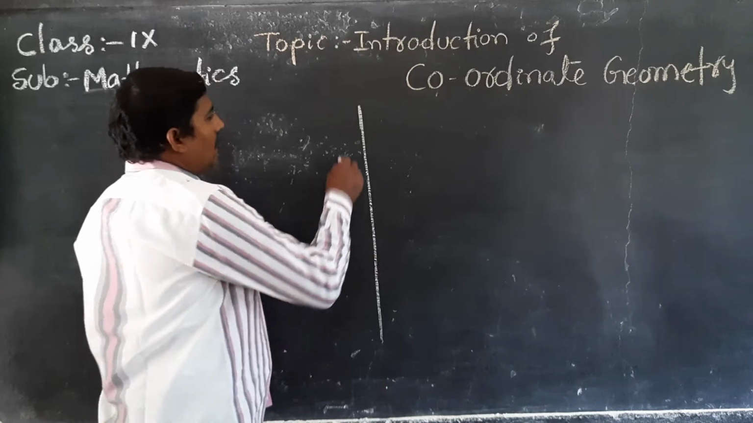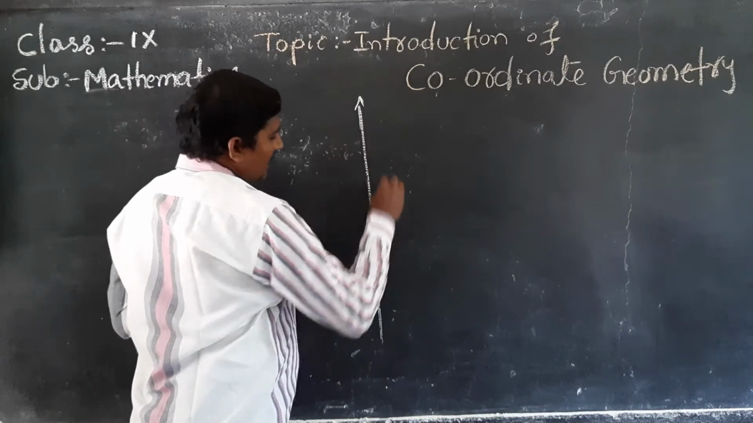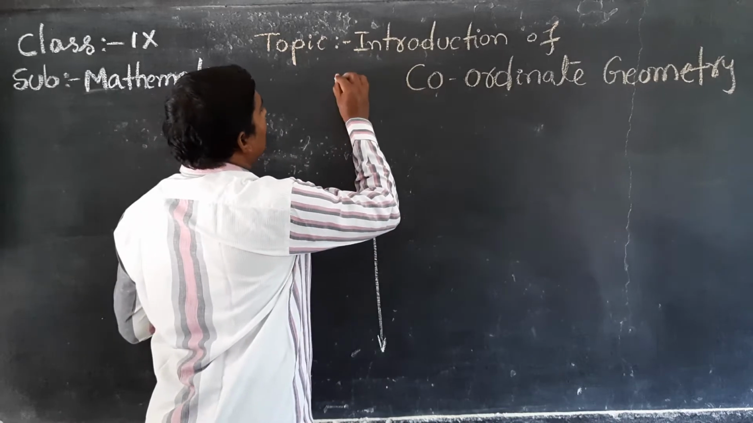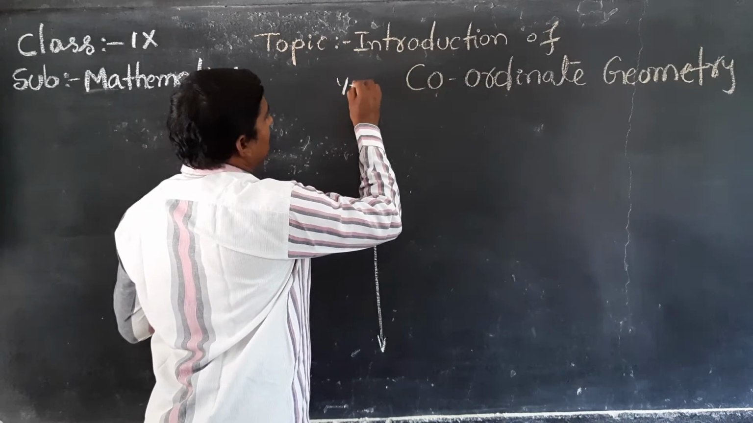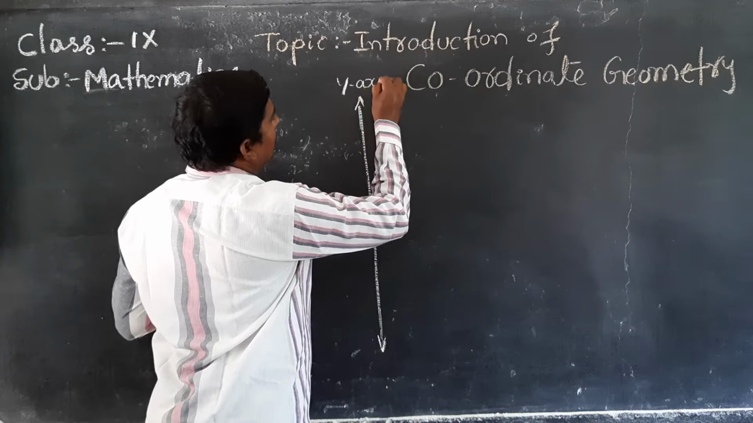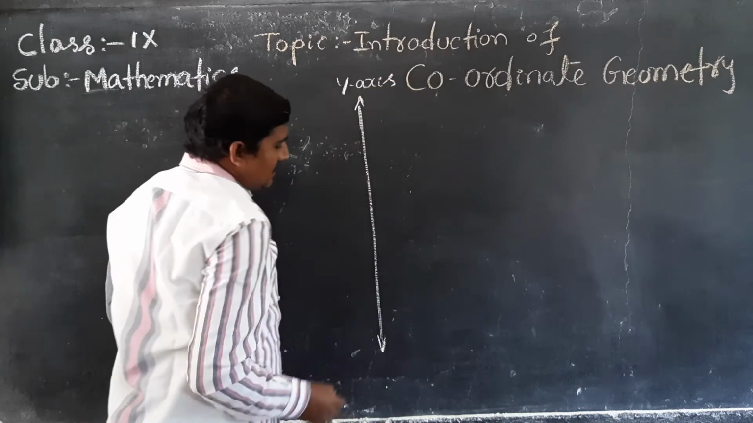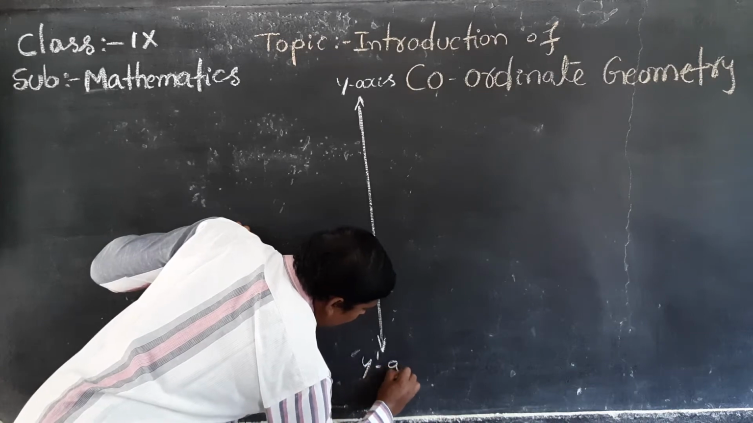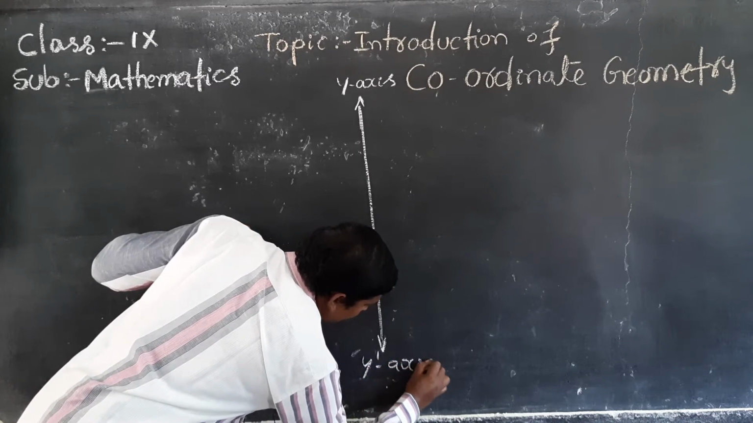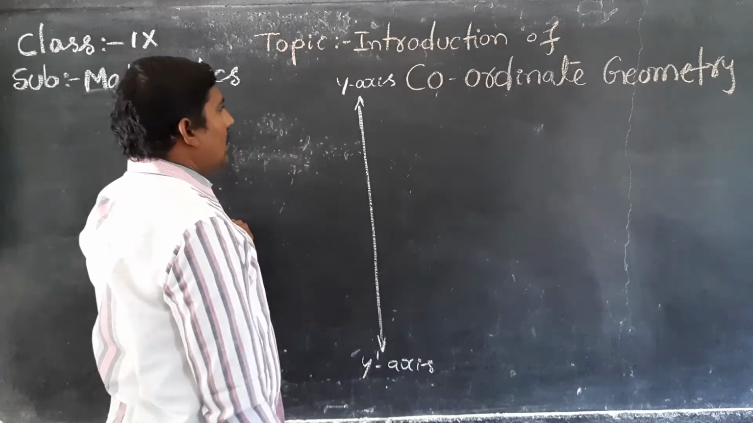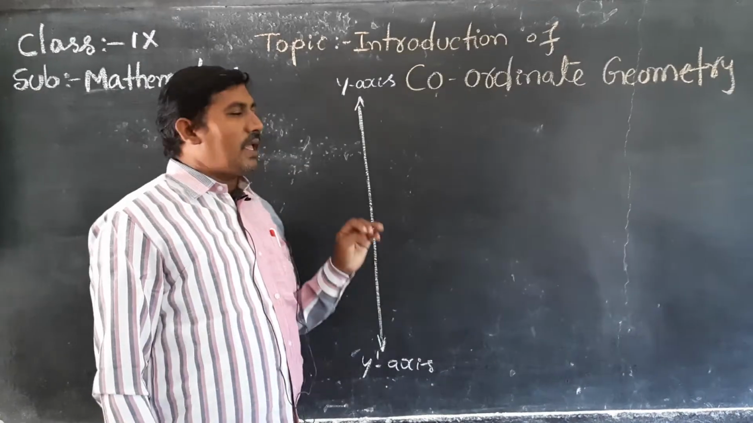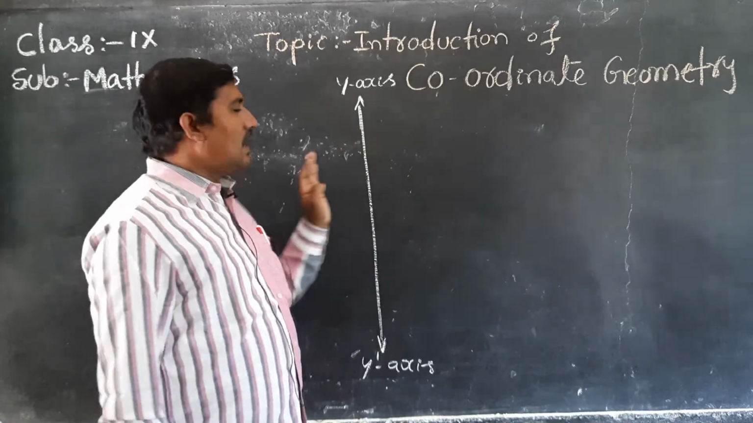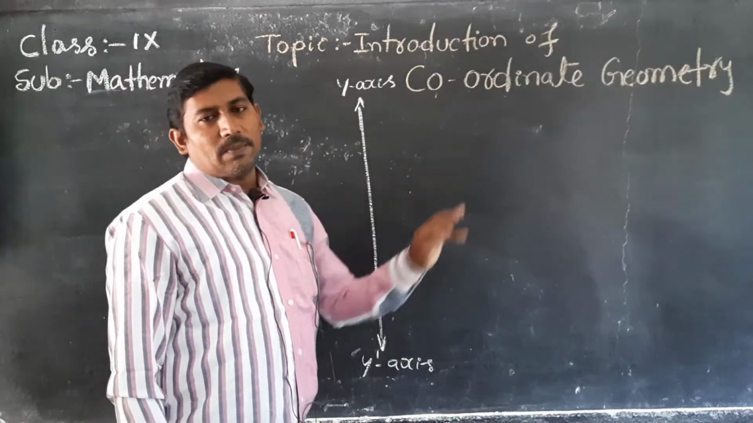We are naming this vertical line the y axis, and the negative part y dash axis. So this y axis divides the plane into two parts, the left part and the right part.